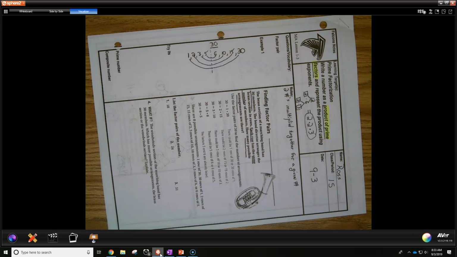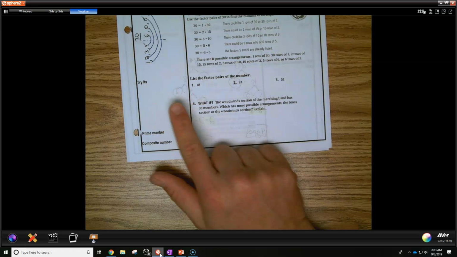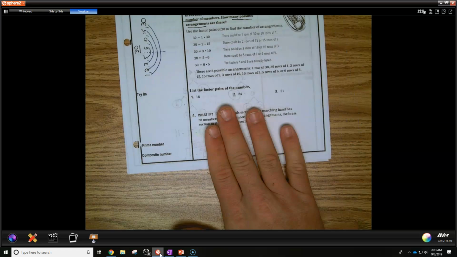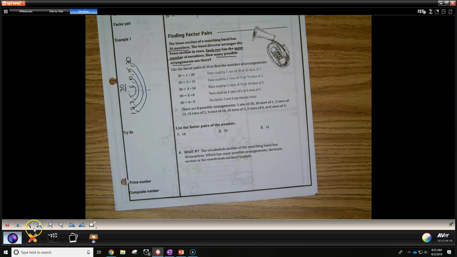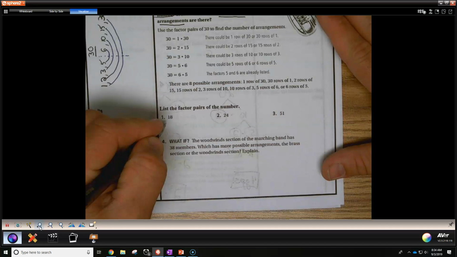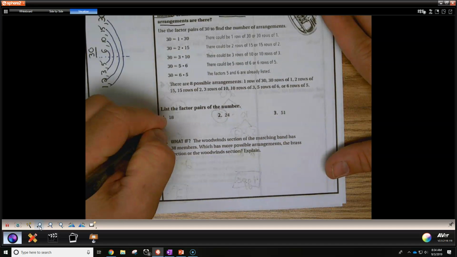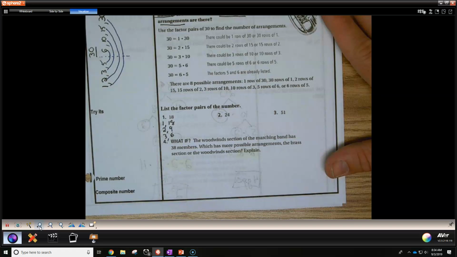18. Alright. Any questions on what factor pairs are? This is how we're going to use factor pairs. Let's move on. We're not really going to worry about the rest of that question. We did it with the infinity ball, and you guys did a good job. So, when we list the factor pairs of 18, we said 1 and 18, 2 and 9, 3 and 6.